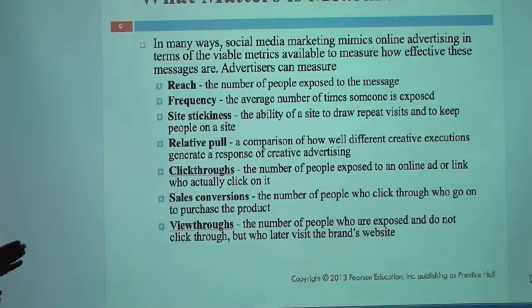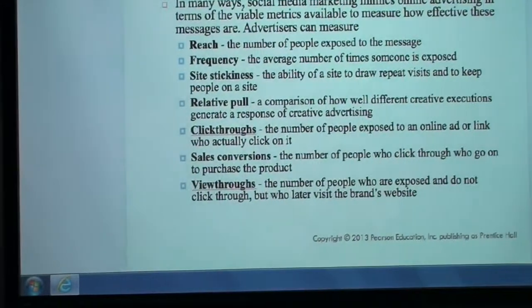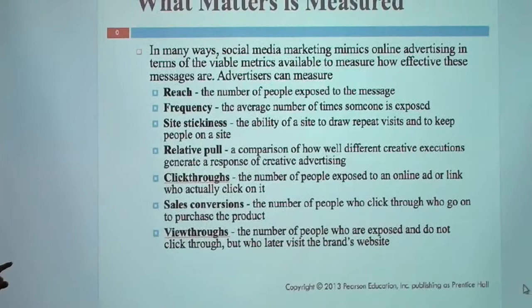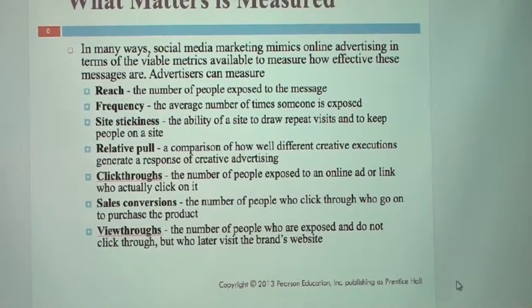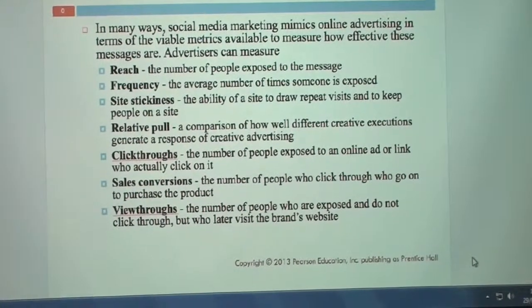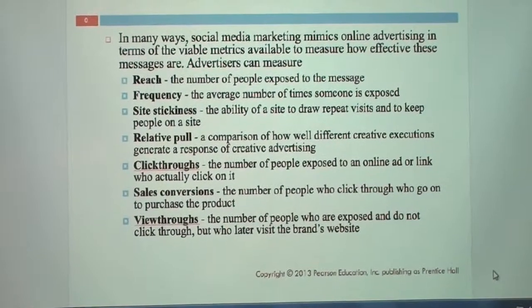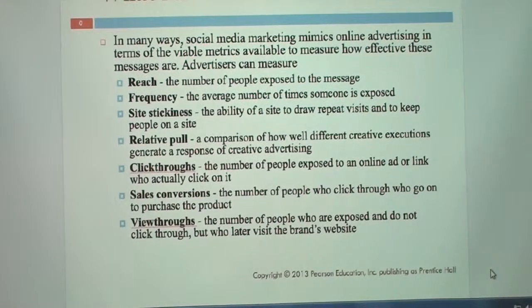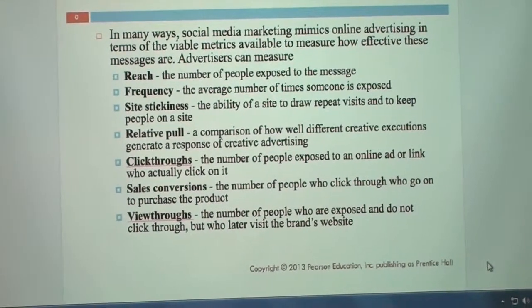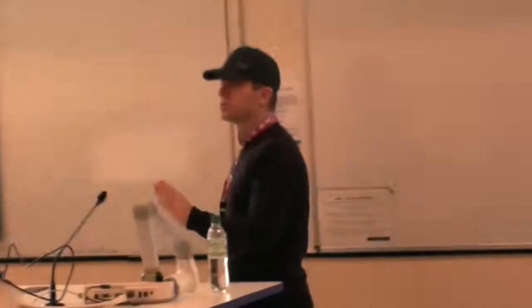Sales conversion, the number of people who click through, who go and then purchase the product. So again, that's part of conversion rate. But as I said to you, that's why it's defined as sales conversion, because conversion rate can be about selling and other things, as I said earlier. View-throughs, the number of people who are exposed and do not click through. So they just view the content, but later visit the brand's website. So they've seen the actual link, but they haven't clicked through it, but then maybe later on they'll look into it. Now, these are some of the key metrics.